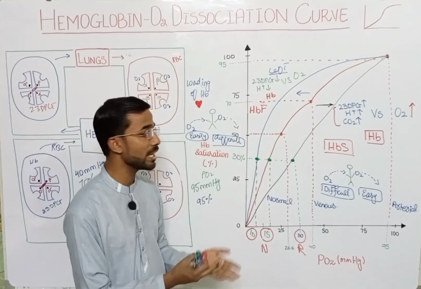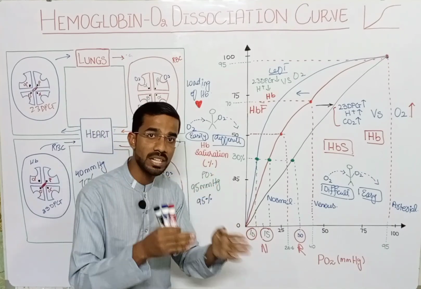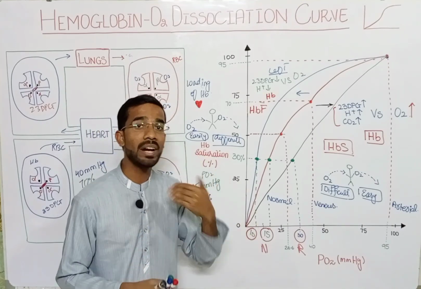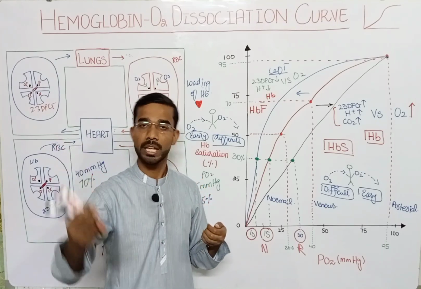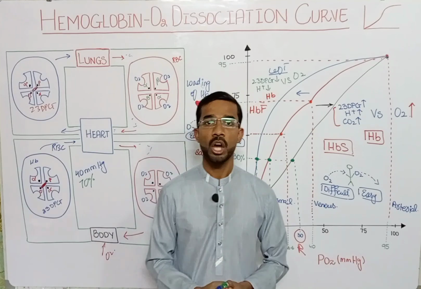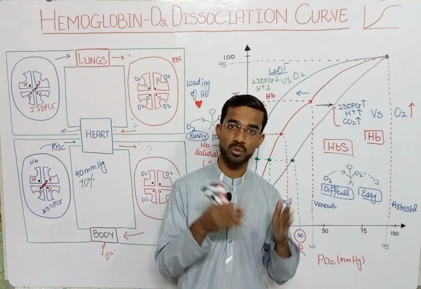So this is basically the hemoglobin oxygen dissociation curve. In what situation the oxygen gets dissociated or separated from the hemoglobin. So this is all about the hemoglobin oxygen dissociation curve.